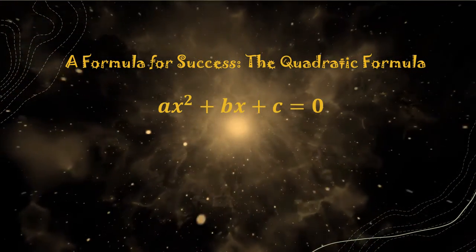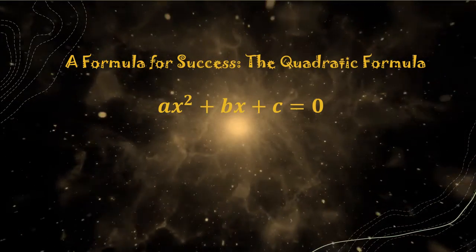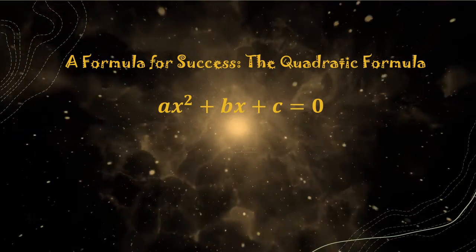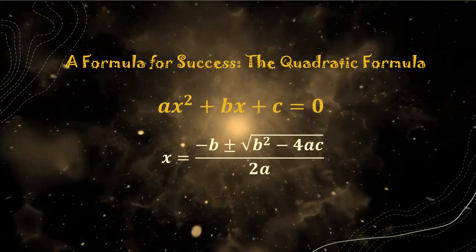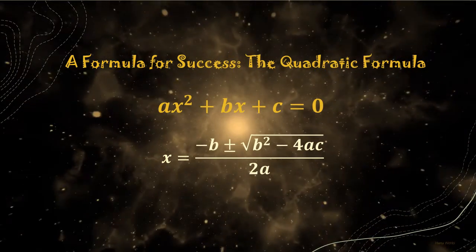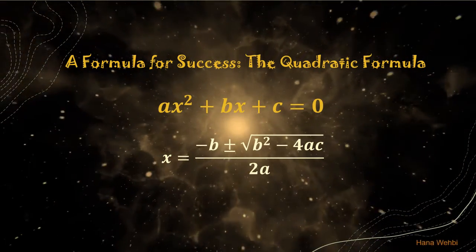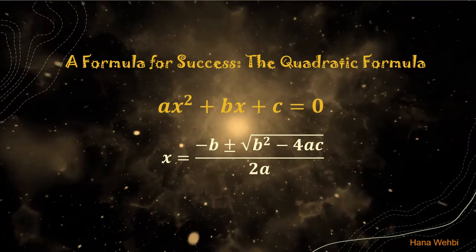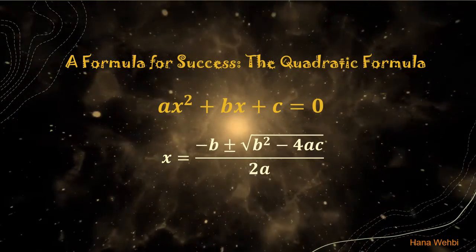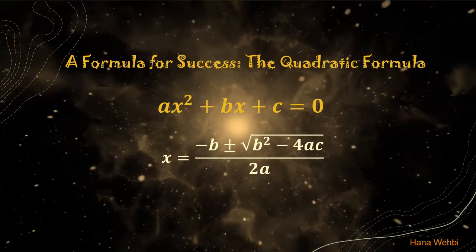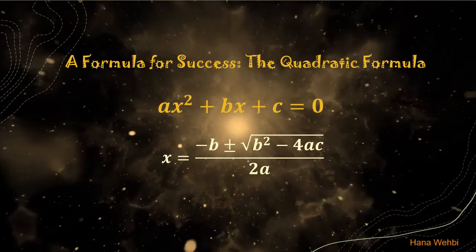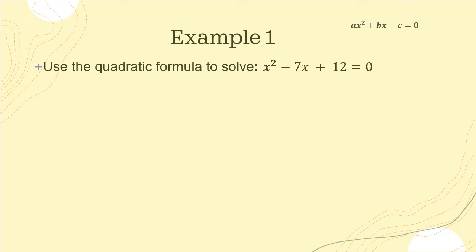So in this chapter, we're going to talk about the quadratic formula, which is used to solve quadratic equations in the form of ax squared plus bx plus c equal to 0. So we're going to see the first example. Use the quadratic formula to solve x squared minus 7x plus 12 equal to 0.